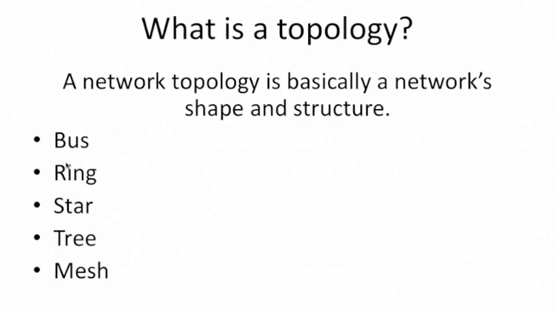So today I'm going to be explaining topologies, and what a topology basically is, is a network's shape and structure. So it's how the data gets moved from place to place, like computer to computer or node to node. And the five basic topologies are bus, ring, star, tree, and mesh.